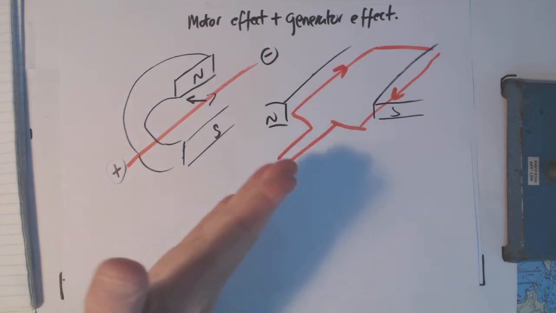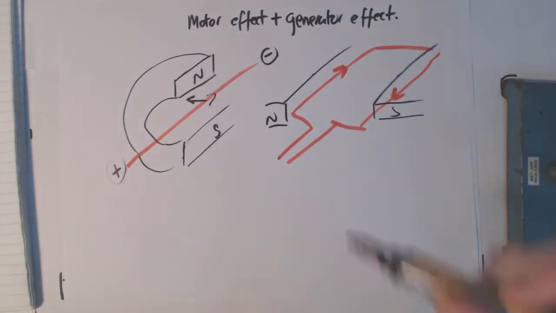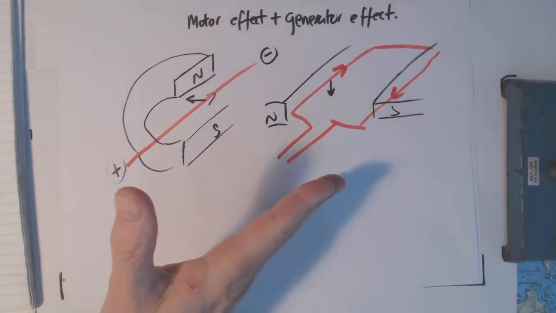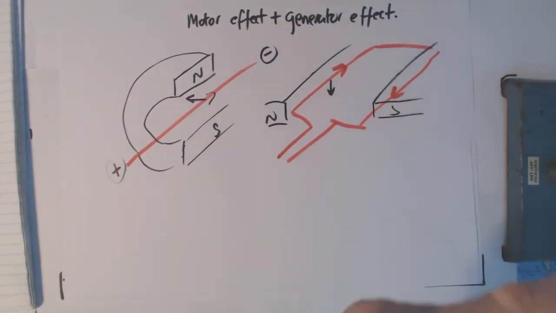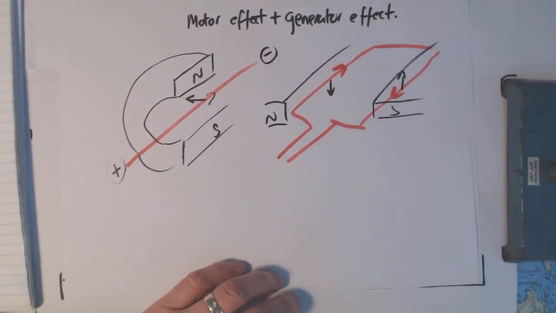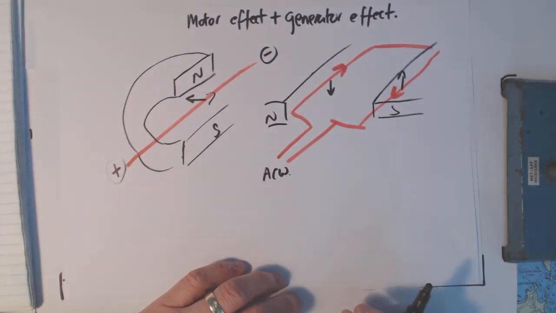So again, we go north to south. Current on the left hand side, it's going to go down on that side, and on this side, again, we use our hand north to south. We have to flick it around, it's going to go up. So looking from this end here, this motor is going to rotate anti-clockwise. We're looking from this direction.